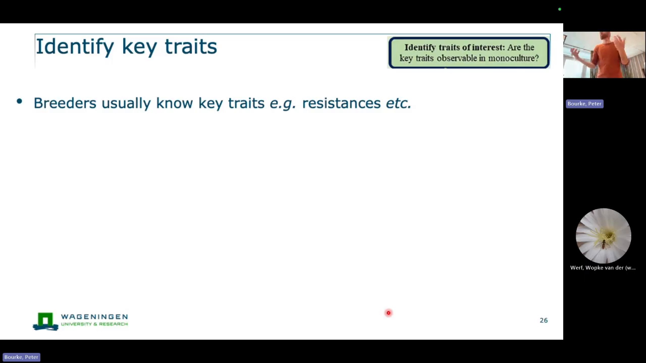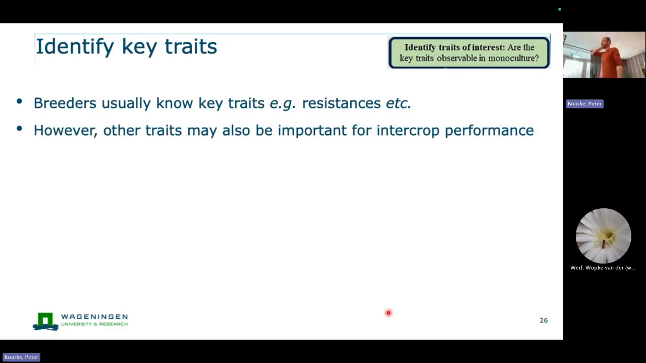But breeders often know the traits of interest. In fact, if a breeder doesn't really know what traits he should be breeding for, then he's a little bit lost. He really needs to know what the key traits are. So it takes a breeder many years to learn the market, learn what the key resistances are, what growers actually want.